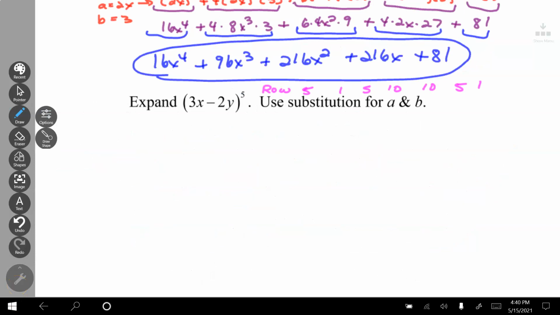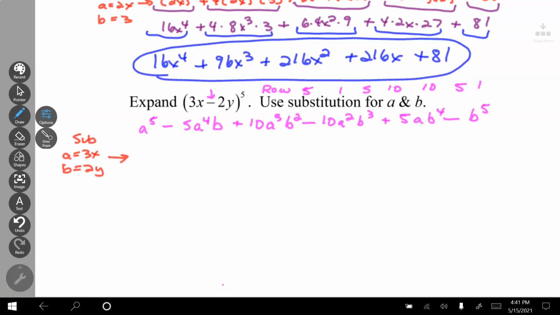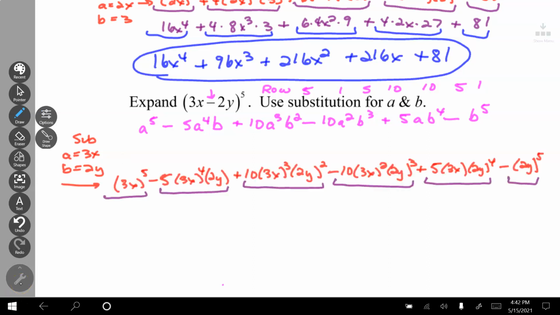I'm going to do row 5, since it's raised to the 5th: 1, 5, 10, 10, 5, 1. Those are my coefficients. I'm going to use a's and b's first to do all this. Don't forget the subtraction in between the two terms. That means you're going to alternate signs: positive, negative, positive, negative. Now I'm going to go ahead and substitute in 3x for a, 2y for b, putting parentheses around everything. Now that I put everything in for a's and b's, I'm going to multiply each of these terms out. Well, if it's the fifth row, I better have my 6 terms here.